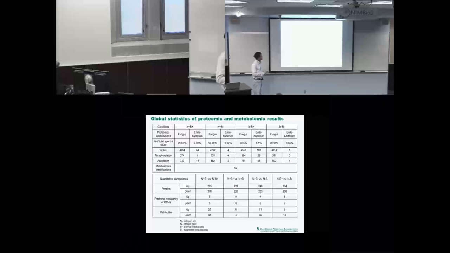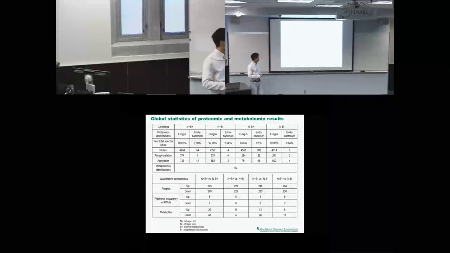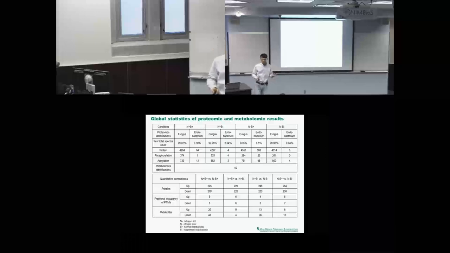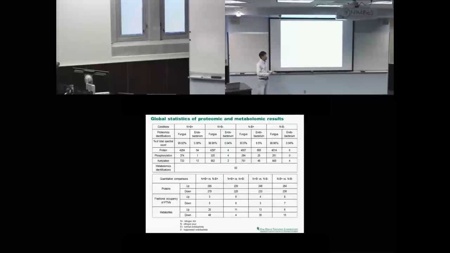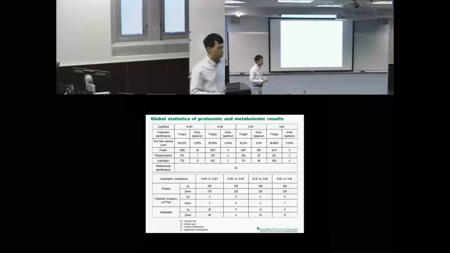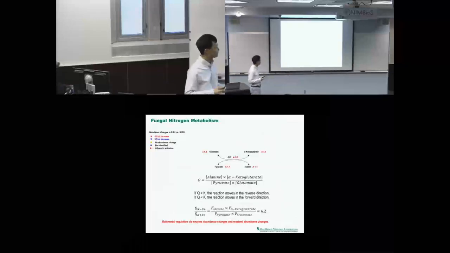Then, given these results, we can do pairwise comparisons. Here we compared, with a normal endobacterial population, the perturbation of nitrogen limitation. We can look at which proteins are up and down regulated, which PTMs are up and down regulated, and the same thing with metabolomics. I think a lot of you are probably familiar with this kind of data. Generating this data is becoming easier and easier. But the difficult part is how to mine a biological story from this big omics data. So here, we want to show you how Joe did it in this study.